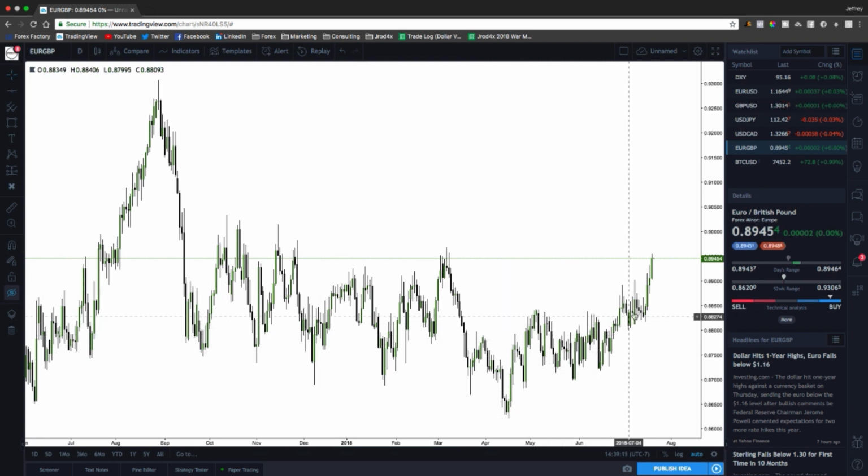So while we were in this consolidation, both pairs were pretty much able to move in sync with the dollar index. So it'll be interesting to see, with this price action that we've got so far on Euro GBP, if that Euro strength will cause cable to be weak or just sit in that consolidation.